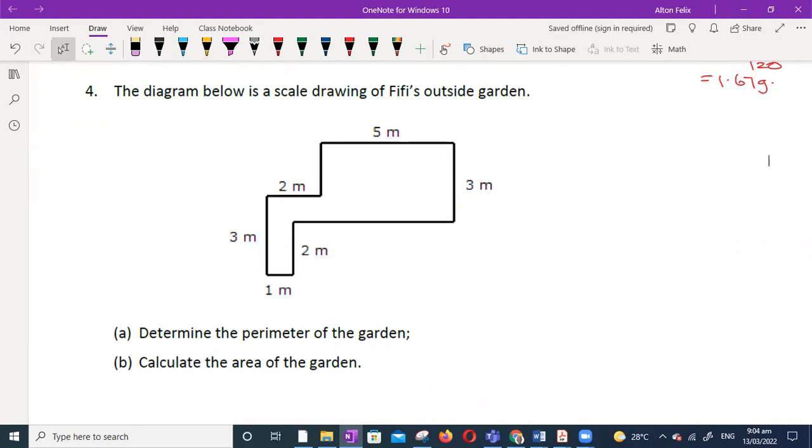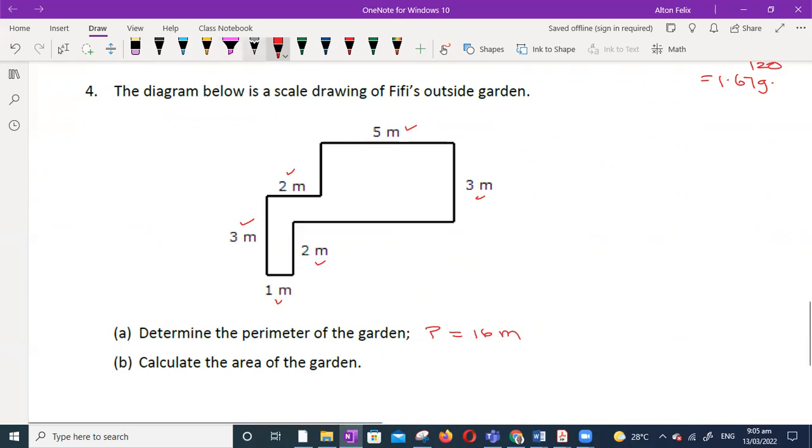Determine the perimeter. Well, perimeter is the total distance around, so we simply add. Perimeter P: 1 and 2 is 3, and 3 is 6, and 5 is 11, and 2 is 13, and 3 is 16. So it's 16 meters. Checking again: 3 and 1 is 4, and 2 is 6, and 2 is 8, and 8 is 16. Calculate the area.